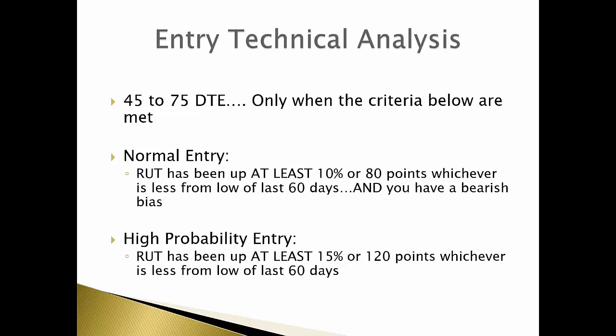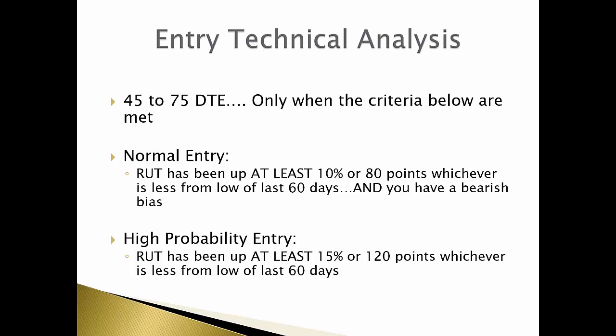So what we're going to use for technical analysis is 45 to 75 days to expiration, only when the criteria below are met. And for a normal entry, if Russell's been up at least 10% or 80 points, whichever is less, from the low of the last 60 days, and I have a bearish bias, that is what we would call a typical normal entry. If per chance Russell has been up at least 15% or 120 points, whichever is less, from the low of the last 60 days, that's what we would call a high probability entry.